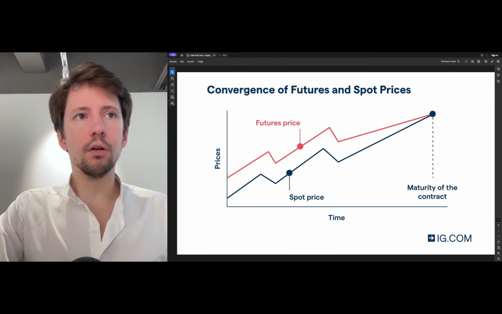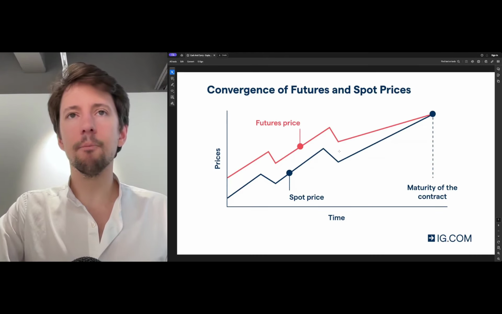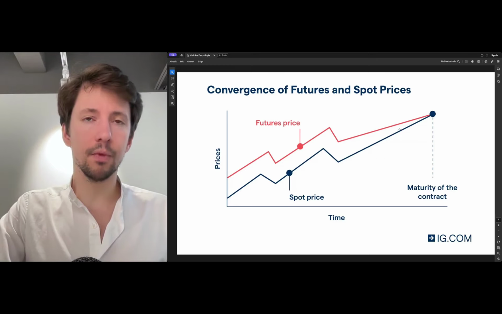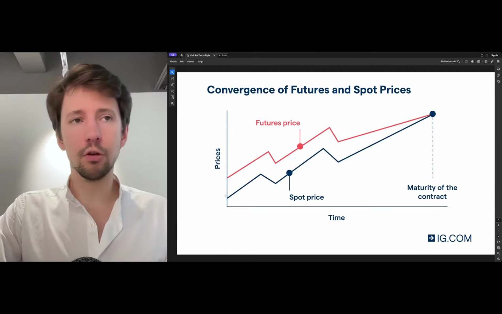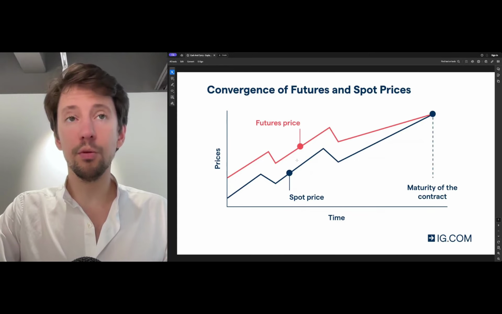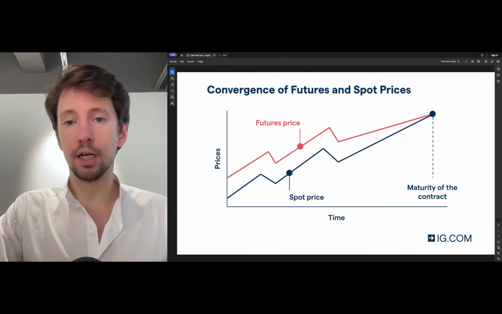Once you've engaged in that futures contract, you will notice that as time goes by, the price difference, the premium, starts to narrow. And that represents an opportunity for us because we know with a certain amount of certainty that the price difference between the spot price and the future price will go down. The premium will shrink over time.